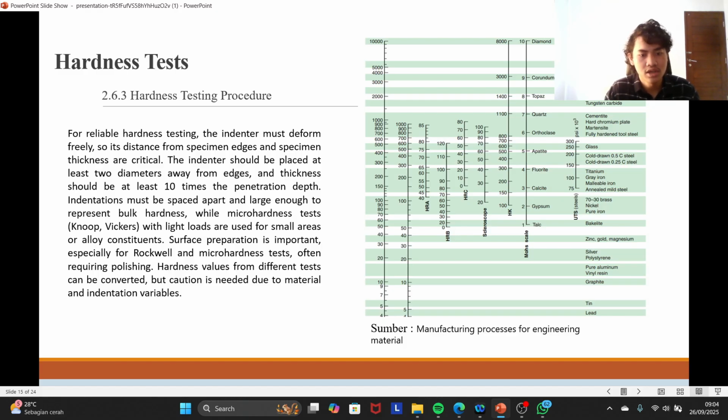Light loads are used for small areas or individual constituents. Surface preparation is important, especially for Rockwell and micro-hardness tests, often requiring polishing. Hardness values from different tests can be converted, but caution is needed due to material and indentation variables.